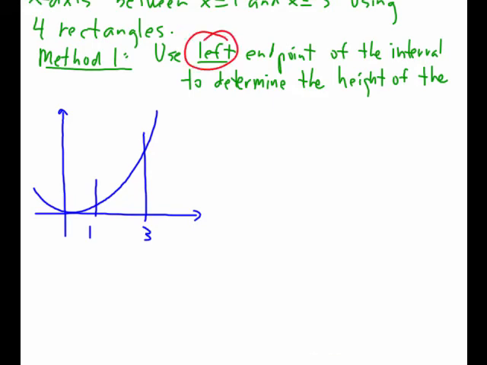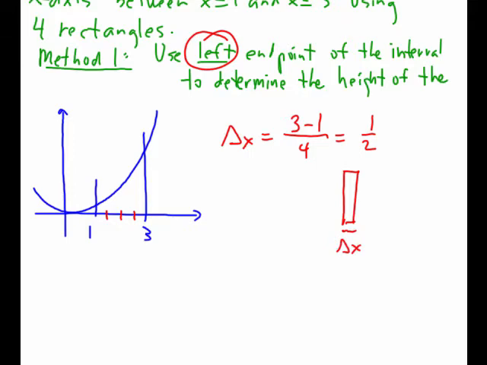So I'm going to break this interval into 4 sections. And since we're going between 3 and 1, which is 2 units, and dividing it into 4, I know that my width for each rectangle will be 1/2. So this distance here I'm labeling as delta x.